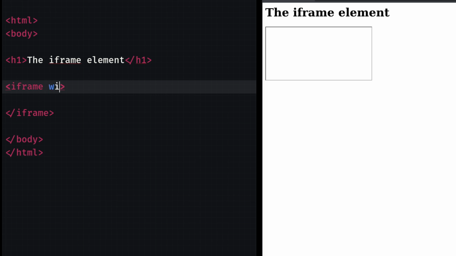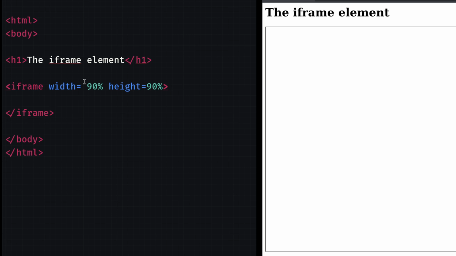First, let me set the width and the height. The width I'm going to say is maybe 90%, and also the height, let me set that to 90%. This is just going to adjust this a bit. Okay, that looks good. Now, in order to put the source or the media inside an iframe, you're going to use the attribute src, and inside of here you're going to put the directory, or the path, sorry, of the file that you want to put.